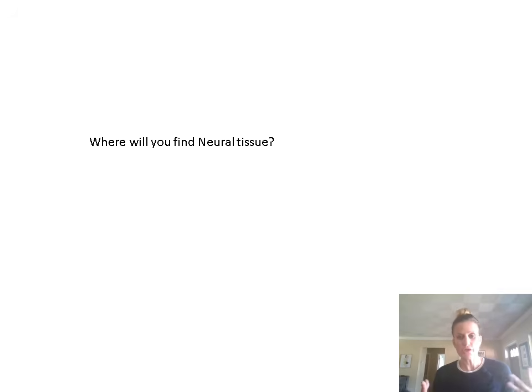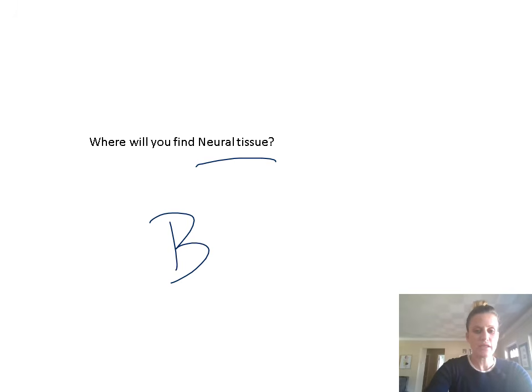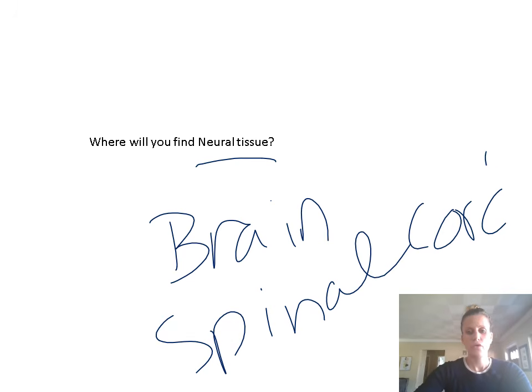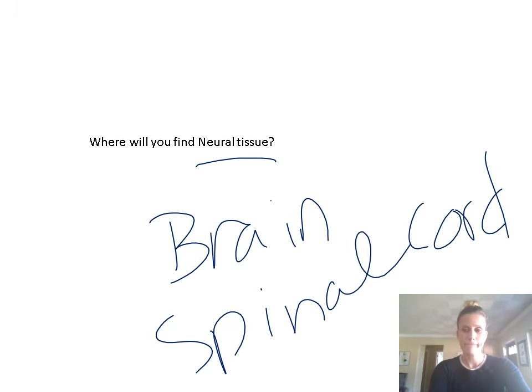Where will you find neural tissue or nervous tissue? In the nervous system, right? So neural tissue is a really specialized type of tissue. And we find it in the brain, or you could say the spinal cord. Okay, the brain or spinal cord.